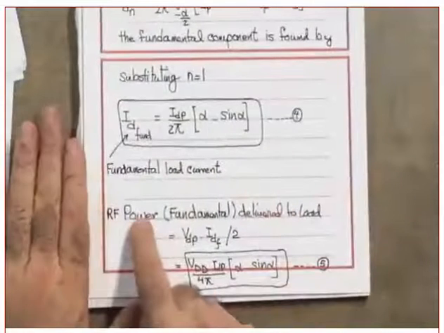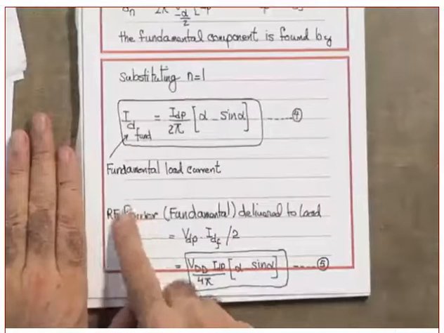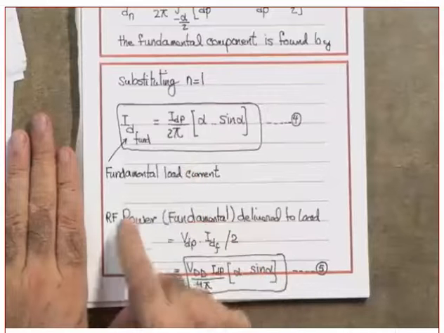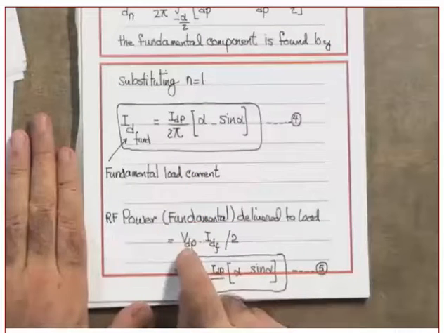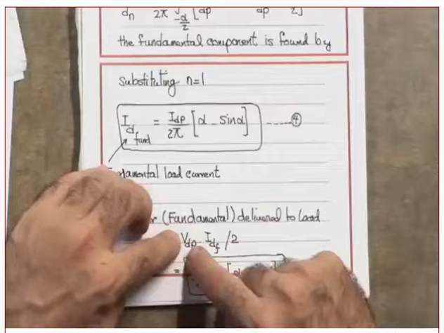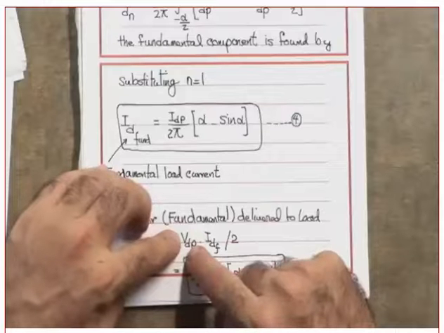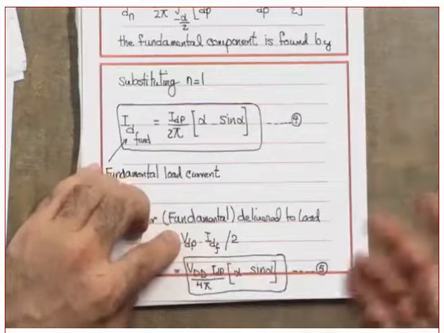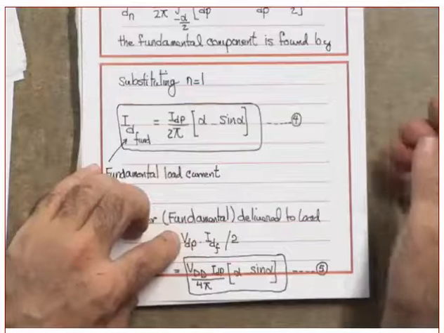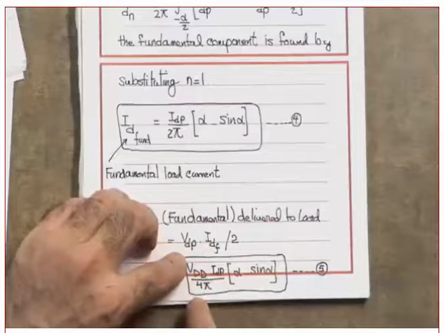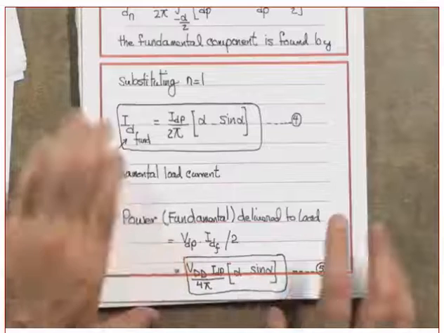Okay. Now, what is the RF power? This is the fundamental load current. What is the RF power? It's VDP. Why is it VDP? Because the voltage is sinusoidal, the voltage across the drain to the source. Source is grounded. The VDS is sinusoidal. Yes or no? Okay. So VDD times IDP over 4 pi times alpha minus sine alpha.